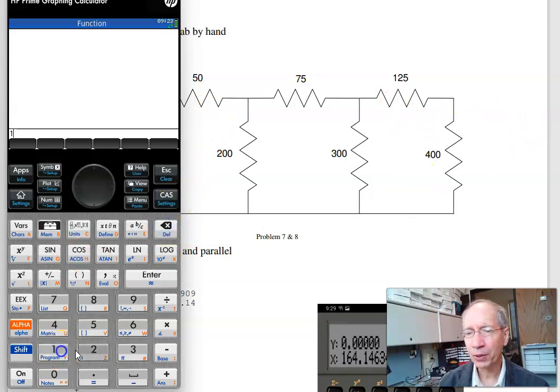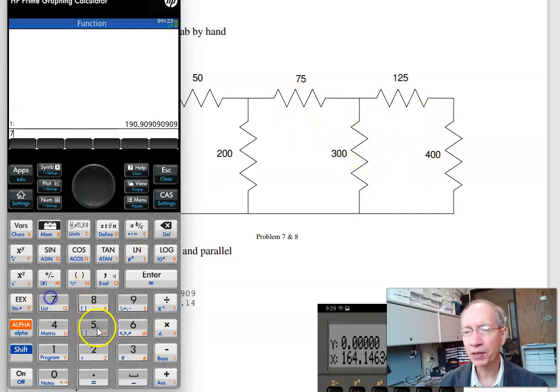Doing this, I've got 125 in series with 400. In series they add. So enter 400 plus 125. This is 525 ohms, in parallel with 300. In parallel I invert: take 300, take its inverse, add the inverses, invert again. All this together is 190 ohms.